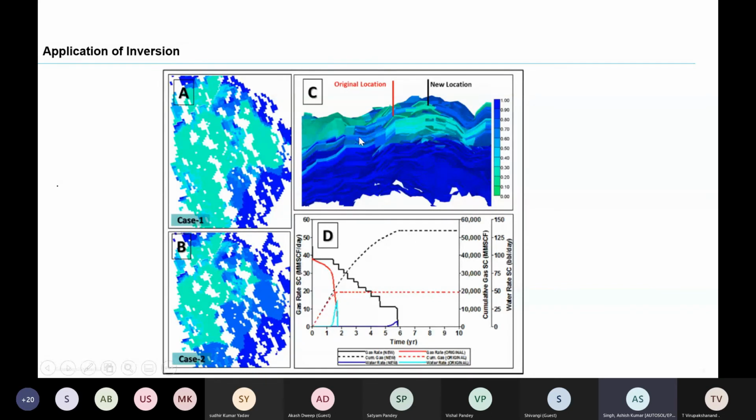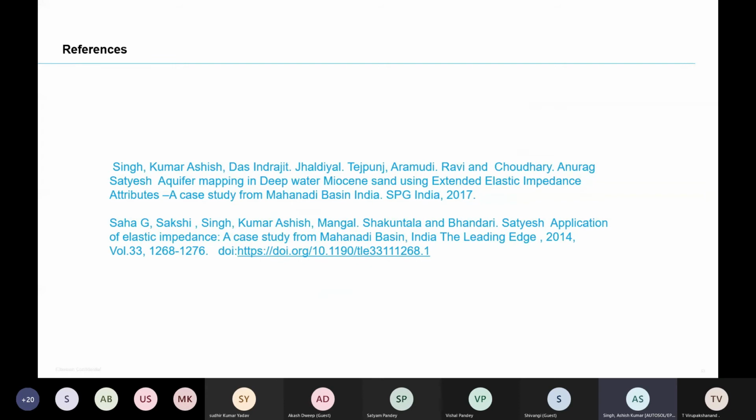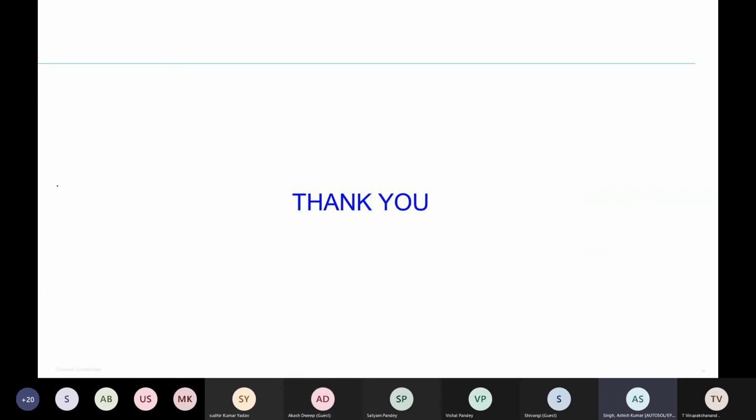And when we simulated capturing the water sand, and then located a new well, the production is very good, 6 years. So this is the main importance of the inversion or prediction of the reservoir, friends. Okay, I hope I have given you something. This is a reference. You can see both of the papers. You can go and download and read them. Any question, any query, you can ask me. I'm always available for you people. So thank you very much.